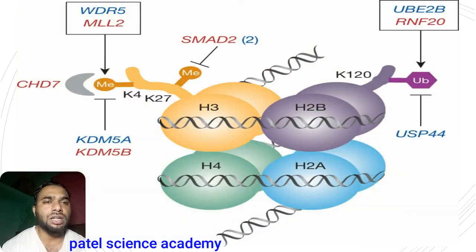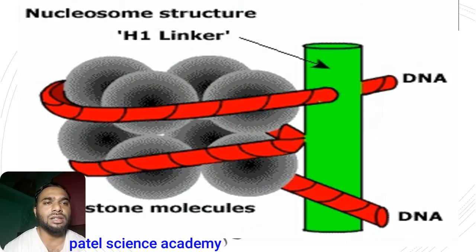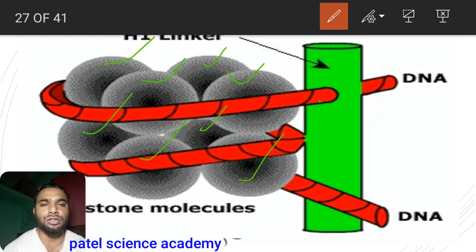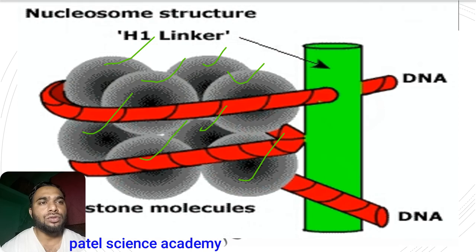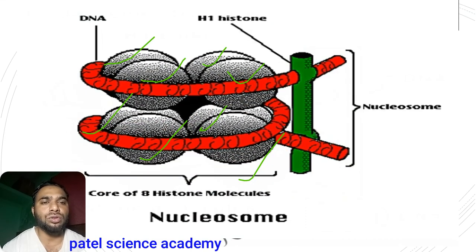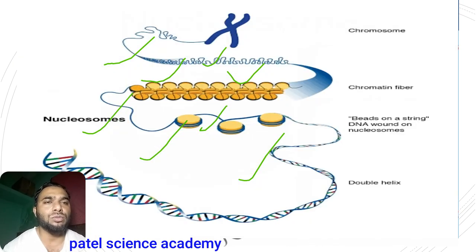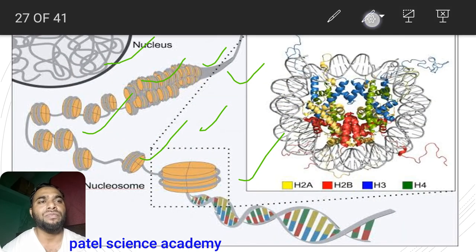This nucleosome looks like beads on a string. Dear students, you can see this red color structure is the DNA, this green color structure is the H1 linker or H1 protein, and this is the histone protein octamer. You can see this octamer, eight balls of H2A, H2B, H3, and H4, two of each. So you can see here the core of eight histone proteins as a nucleosome, and six nucleosomes form this structure, as I have explained in the previous slide.